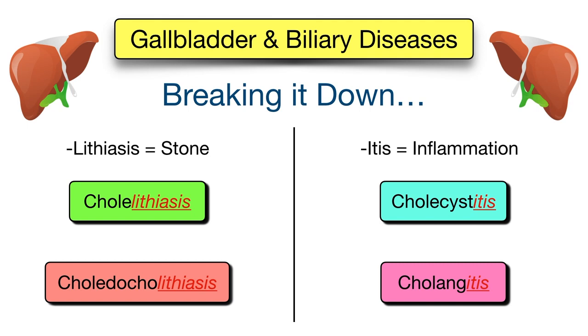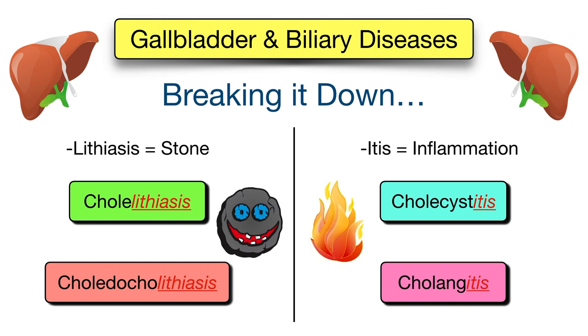So now we know the terms Cholelithiasis and Choledocholithiasis will have to do with stones, and the terms Cholecystitis and Cholangitis will have to do with inflammation. Next, we have to figure out where the stones are and where the inflammation is taking place. For that, let's look at each term, starting with Cholelithiasis.